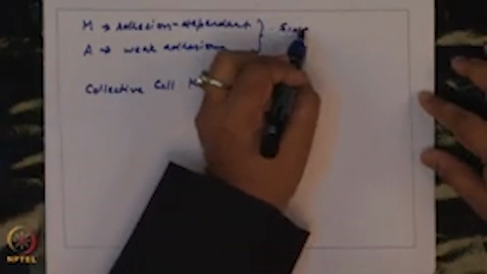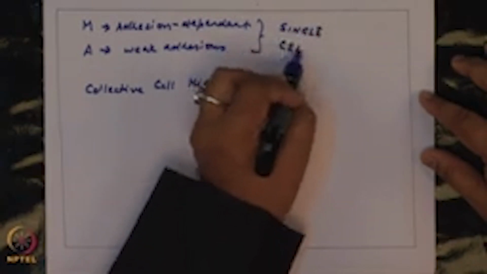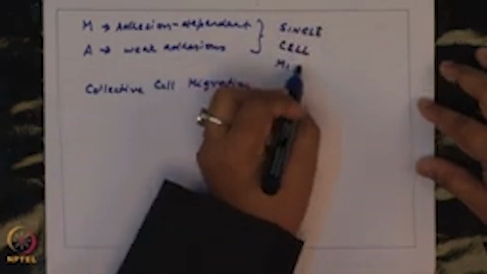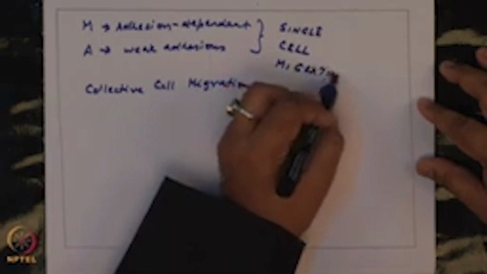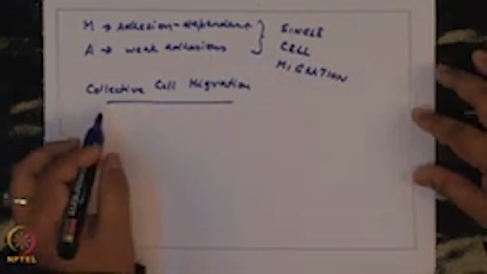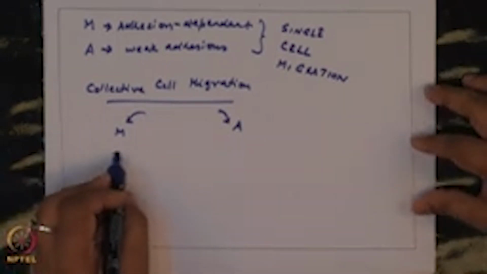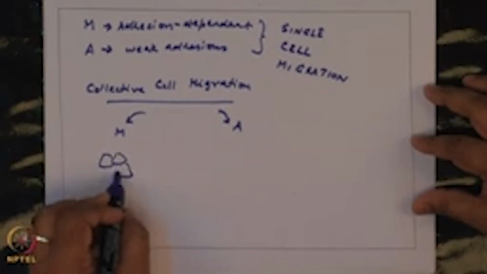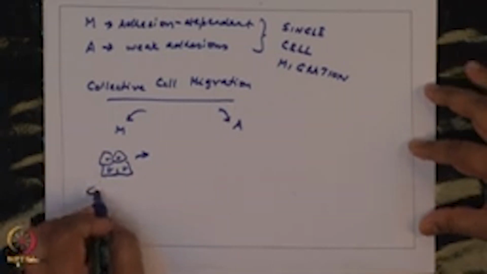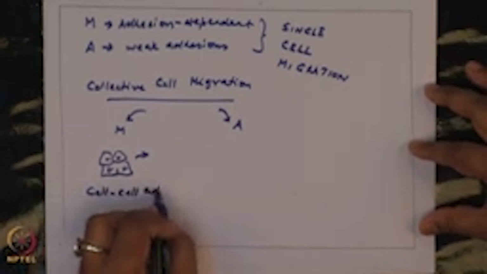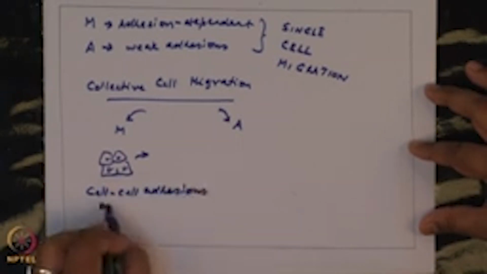In both the mesenchymal and amoeboidal modes of migration, I was essentially talking about single cell migration. So, there are two different modes of single cell migration. Collective cell migration can again be mesenchymal or amoeboidal. In collective cell migration, you have groups of cells, multiple cells, which move together. In this case my cell adhesions are intact.